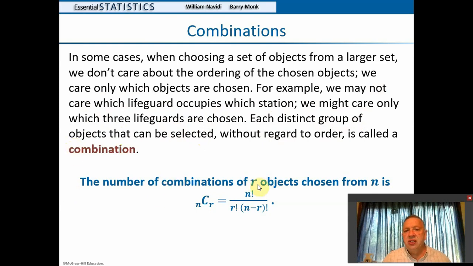So the number of combinations of r objects chosen from n is n choose r. How many ways can I choose r objects from n? It is n factorial over n minus r factorial, just like the permutations, but then I'm also going to divide by r factorial. This gets rid of all of the combinations that would have been counted as different permutations. So if you had first, second, third, it wouldn't matter if it was 2, 1, 3 or 3, 1, 2. That gets rid of that possibility.